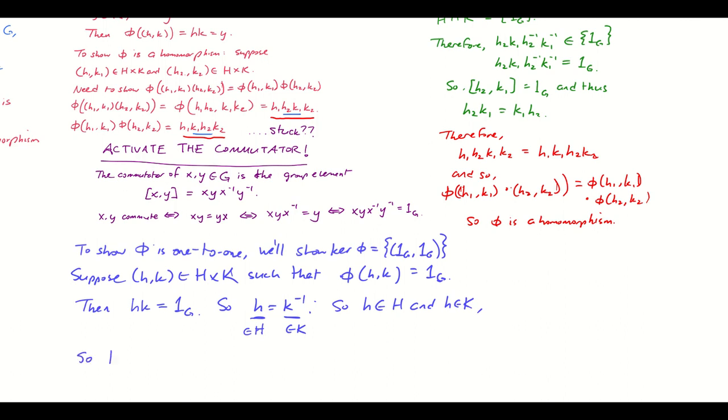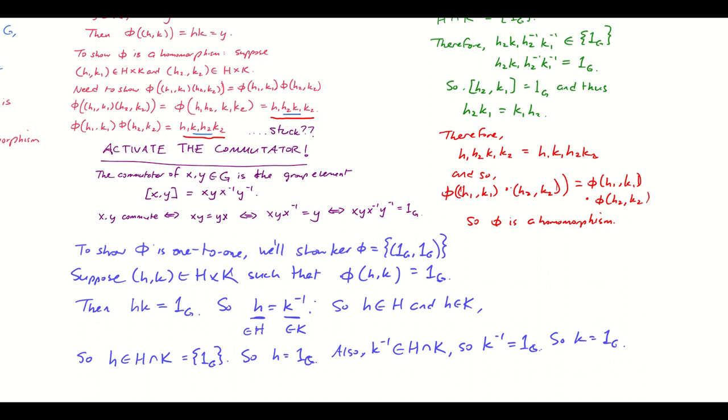So that means h belongs to H intersect K. But wait, H intersect K is the identity. It's just the trivial subgroup. So that means h has to be the identity. And also, we could use the same strategy on k inverse. k inverse belongs to H intersect K, using the same equation that we've just written. So k inverse is the identity. So k also has to be the identity, because we're just talking about the inverse of the identity.